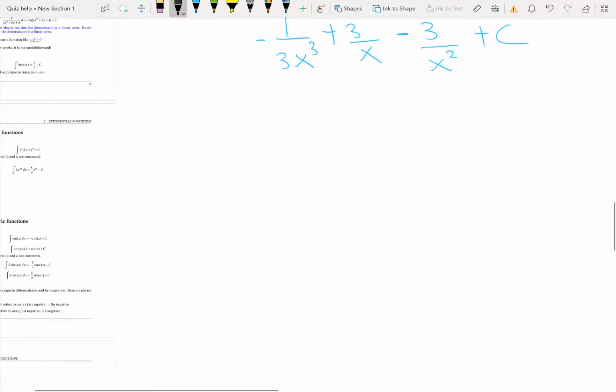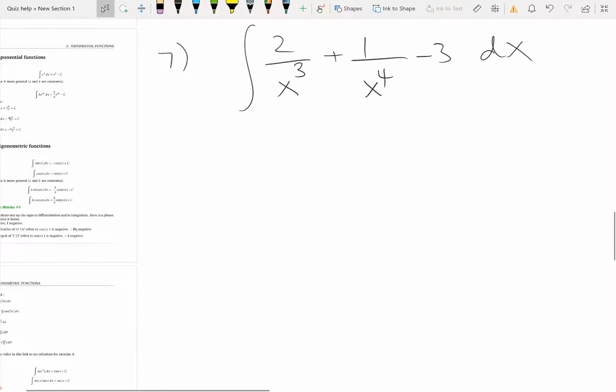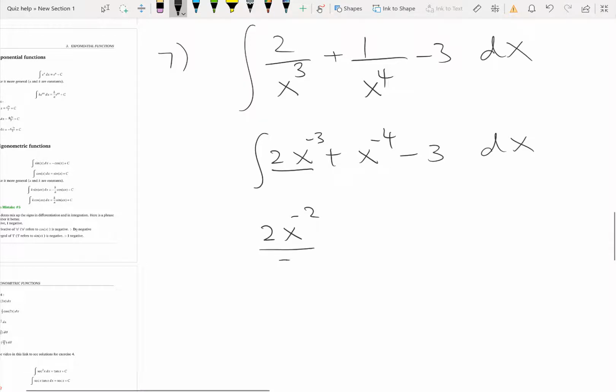Alright, final example. 2 over x cube plus 1 over x to the 4 minus 3, integrate with respect to x. Now again I can rewrite this in a different way: 2x to the negative 3 plus x to the negative 4 minus 3, integrate with respect to x. Now if I integrate, 2x to the negative 3 plus 1 is negative 2 divided by negative 2, plus x to the negative 4 plus 1 is negative 3 divided by negative 3, minus 3x plus c.